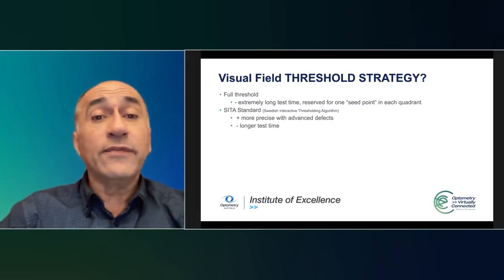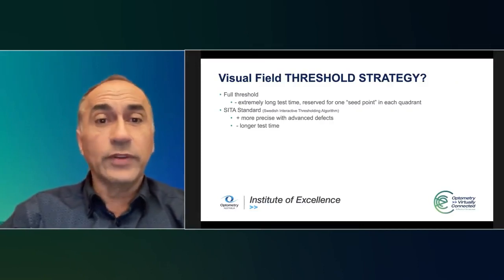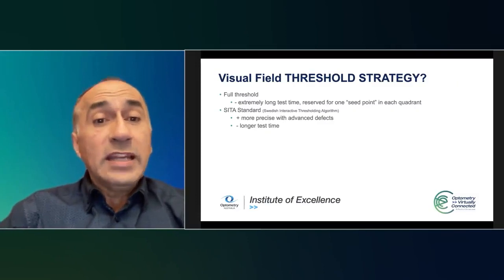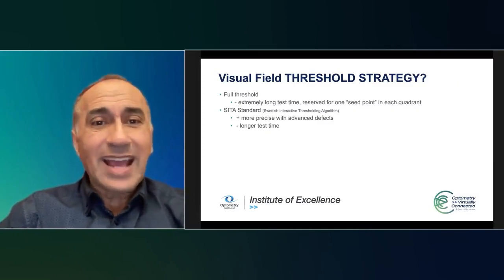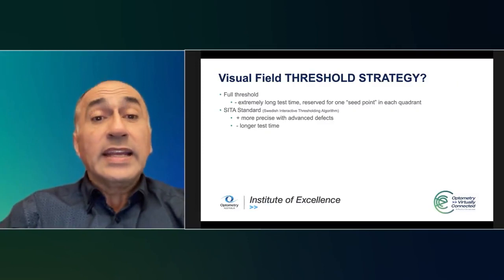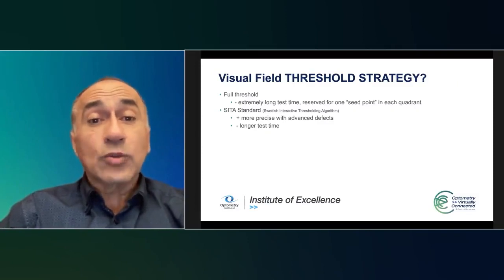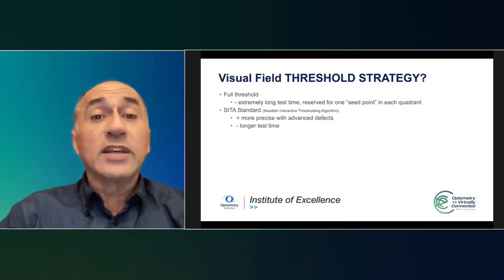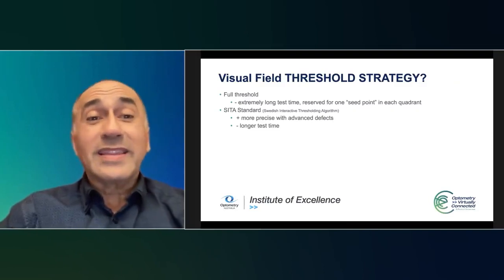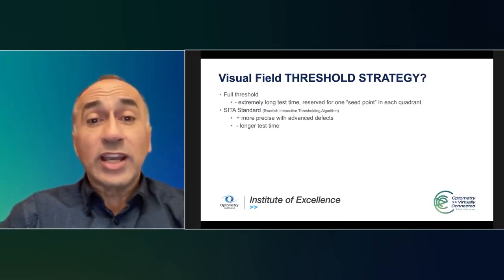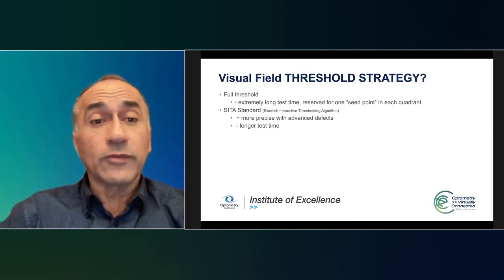Full threshold is done for 1 seed point in each quadrant at the start of the visual field. So it's not the innermost point, it's the next point out, the one at 9 degrees. It gets a full threshold done in each quadrant, and then that value is used to determine the value to start with at the adjacent point. So you're not starting totally from 0. And that's called SITA, Swedish Interactive Thresholding Algorithm.